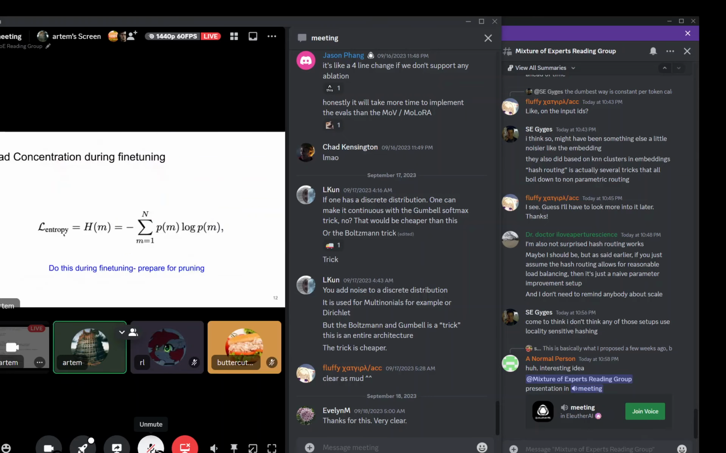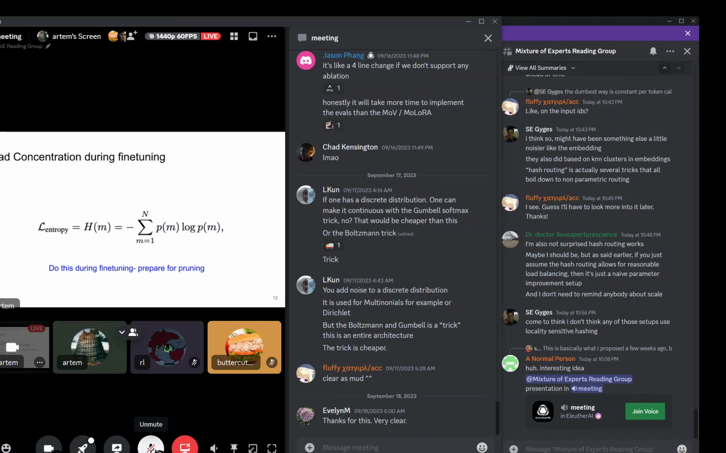During fine tuning, they add this loss term. Essentially, here they're doing the opposite. They want the experts to be as different as possible, and that's done to prepare the model for pruning.